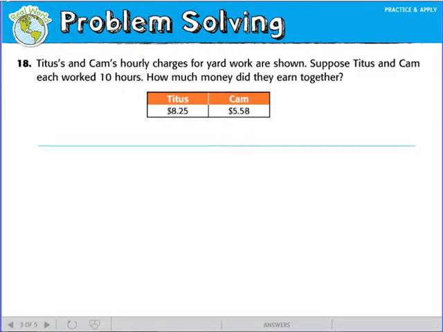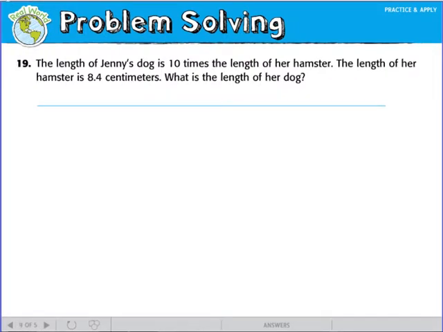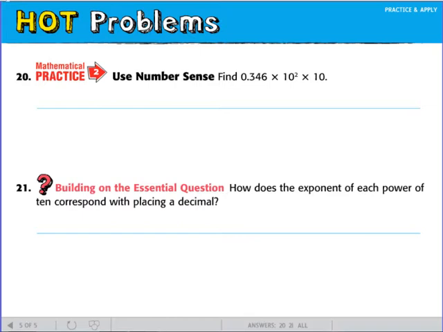18. Titus and Cam's hourly charge for yard workers shown. Titus charges 8 1/4. Cam charges $5.58. They each work 10 hours. How much do they earn together? 19. The dog is 10 times the length of her hamster. She has a very small dog. $20 and $21.